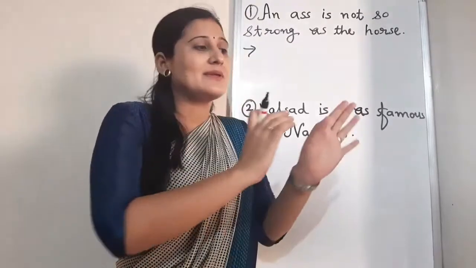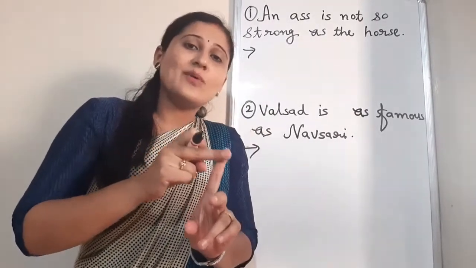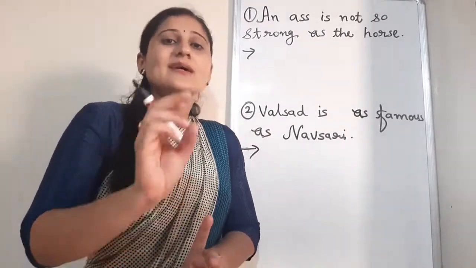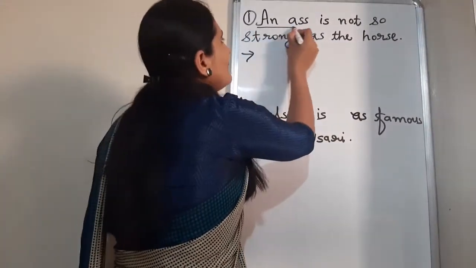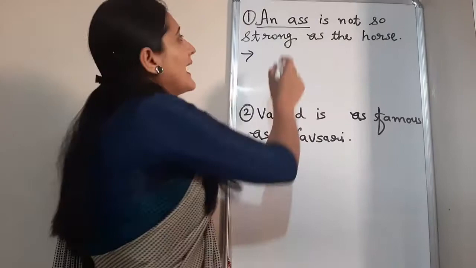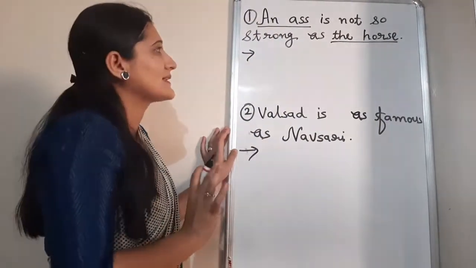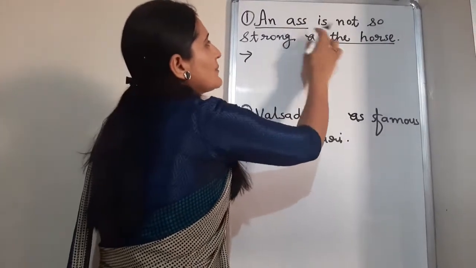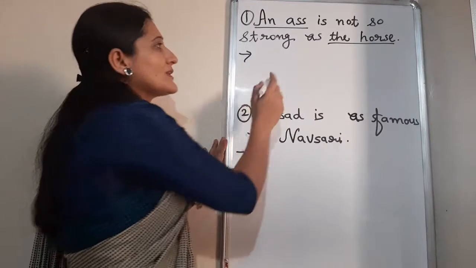For example, this is positive degree. Then check whether the sentence is positive or negative, right? Third, exchange the subject. I told you we will have 2 subjects, an ass and the horse. So let's exchange the subject. It means this subject will go last and this subject will go first, right?